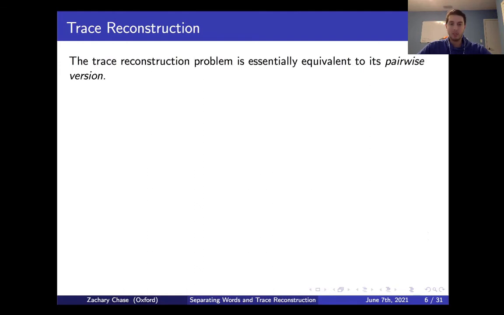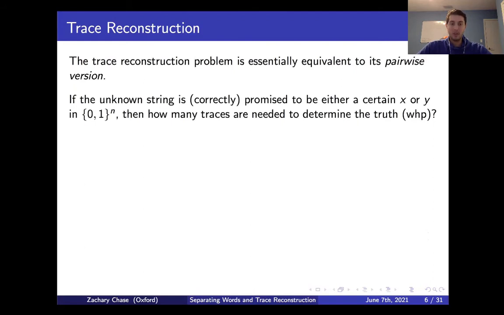Okay, so the trace reconstruction problem is essentially equivalent to its pairwise version. If the unknown string is promised to be either a certain x or y, then how many traces are needed to determine the truth with high probability? Instead of an arbitrary unknown string, we know it's unknown, but it's guaranteed to be either a certain x or y. It's guaranteed to be one of 2 things. And we want the answer for the worst case pair x, y. The equivalence is not too hard to see, but we won't go over it.